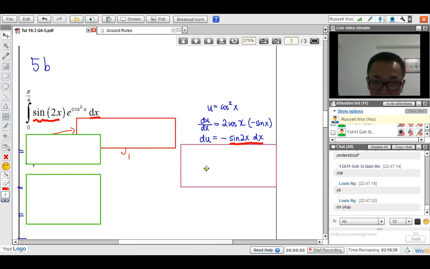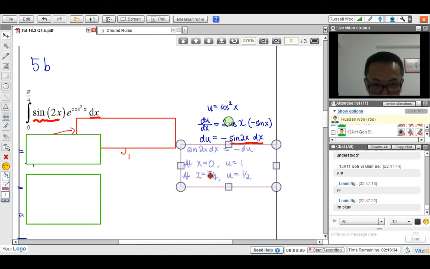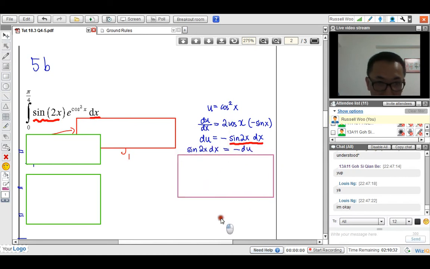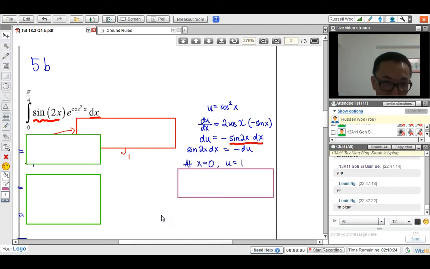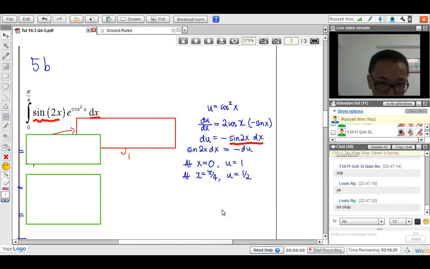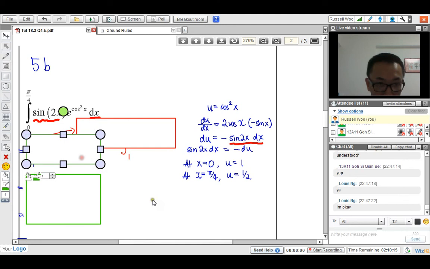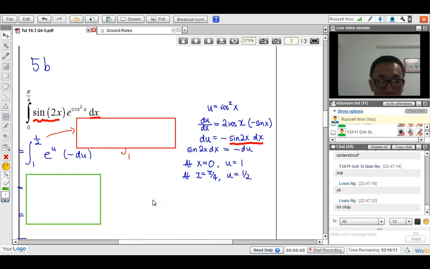Fine. Then we change limits. Okay, just changing around. Then we change limits. At x equals 0, u equals 1. At x equals pi over 4, u equals half. Then we get this at the end of the day. It becomes so easy.